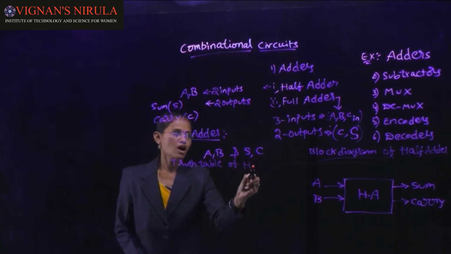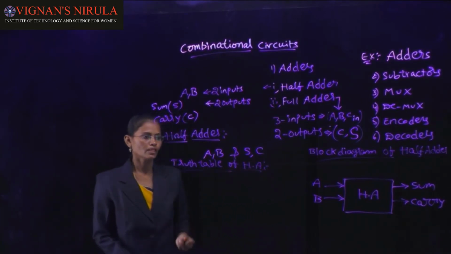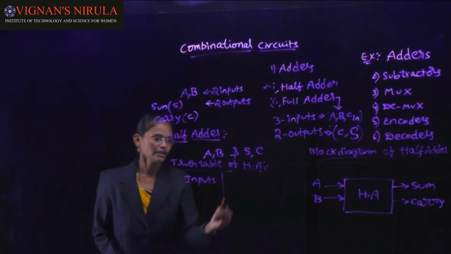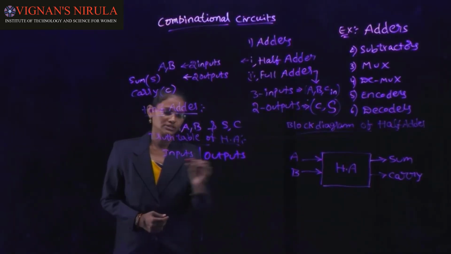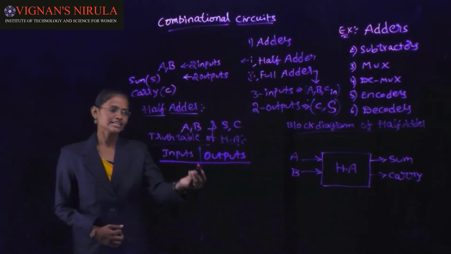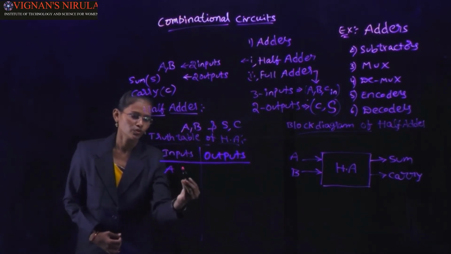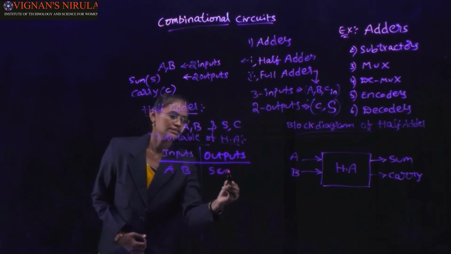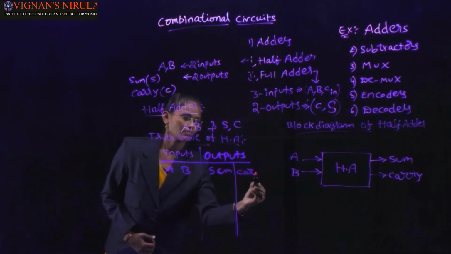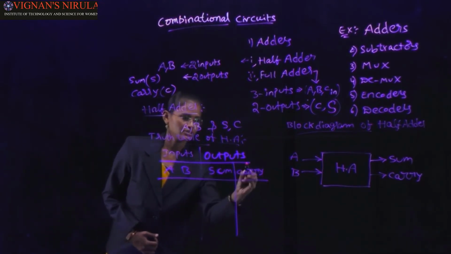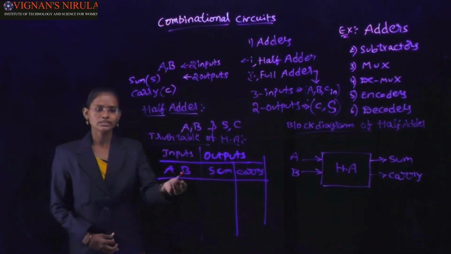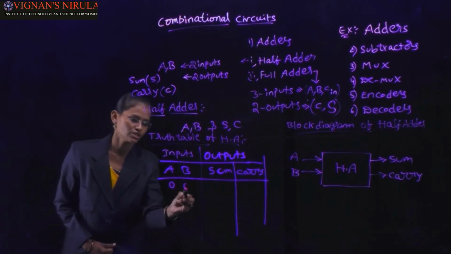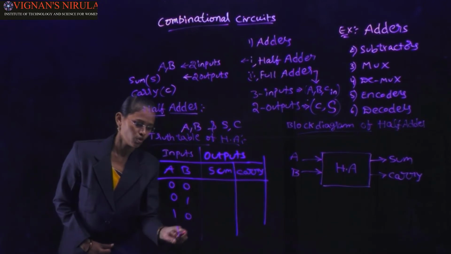Coming to the truth table of the half adder, it has inputs and outputs. We consider the inputs A and B, and it produces sum and carry. Here we are using two inputs, which produce four combinations: 0 0, 0 1, 1 0, 1 1.